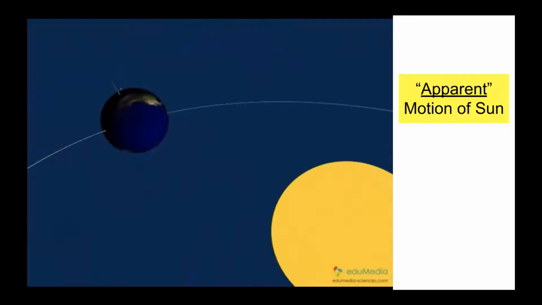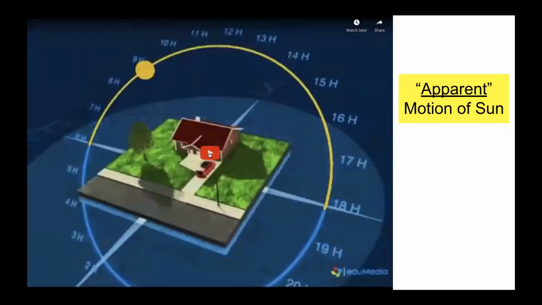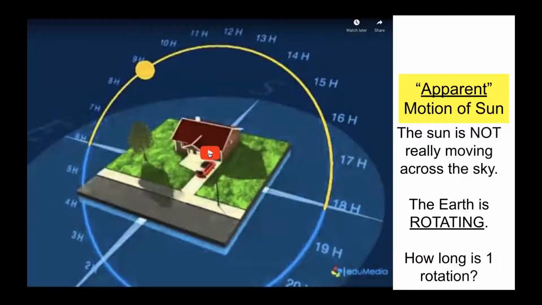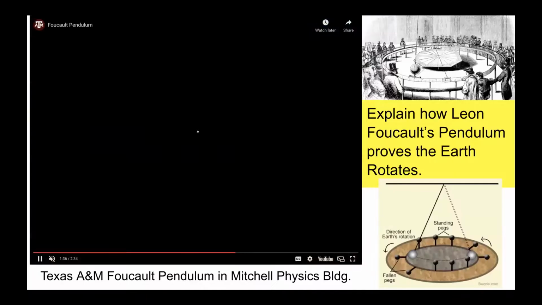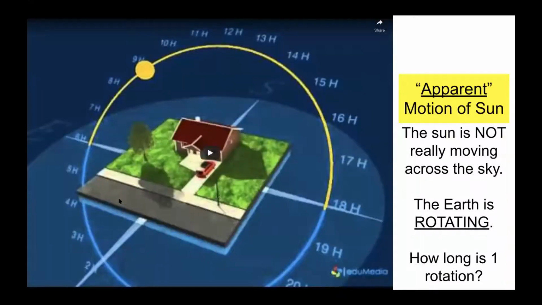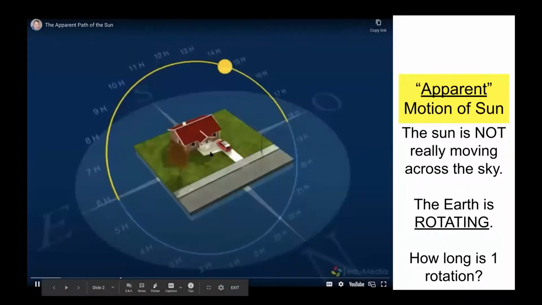Instead, as we can see in the video, the earth is the one that is moving. The earth is actually rotating or spinning around an axis. So let's watch that video one more time and we'll go over what you guys saw.